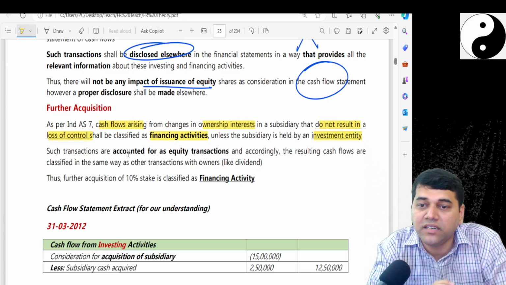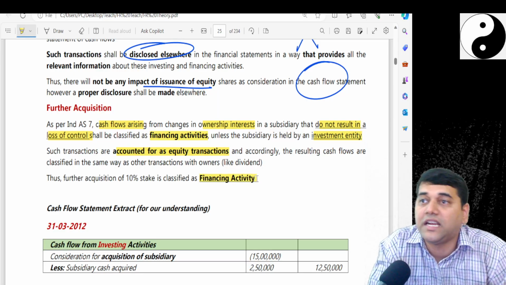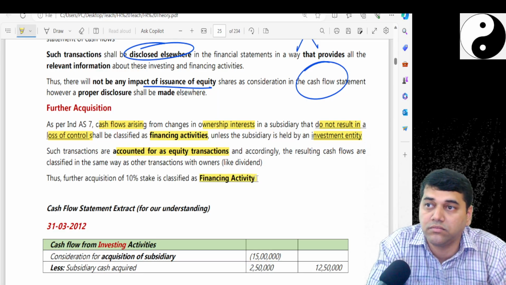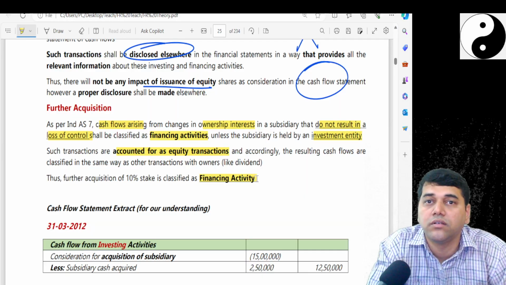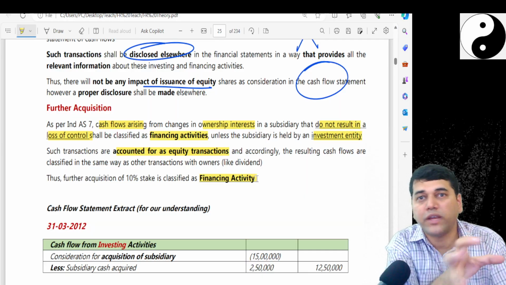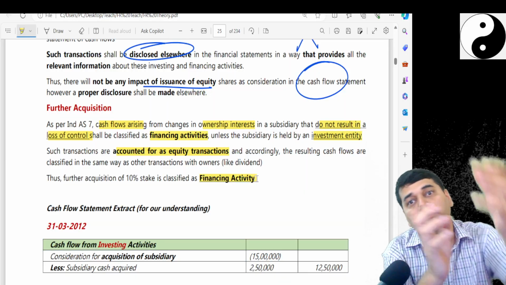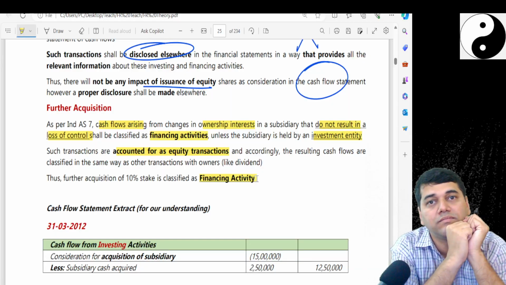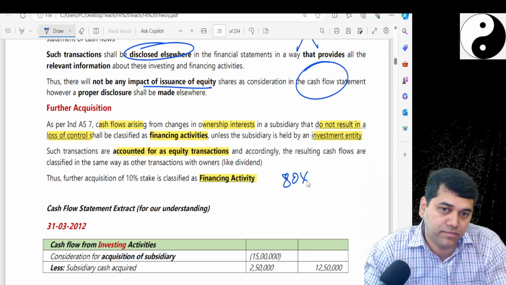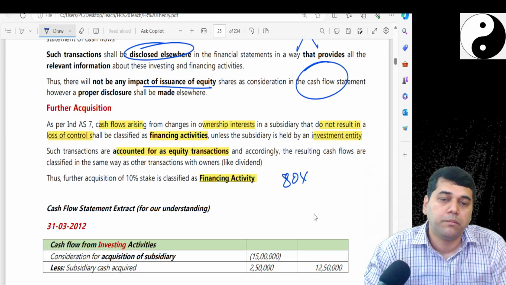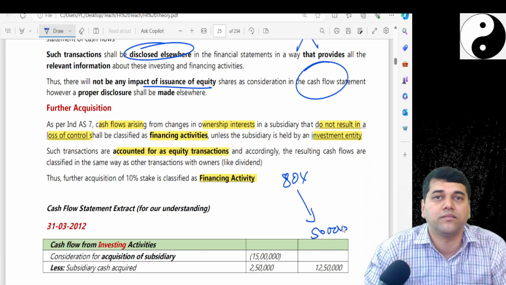So you should treat that additional acquisition as a financing activity and not as an investment activity. Why? Because you can use their funds. Once you acquire control, can't you use your subsidiary's funds to buy an additional stake? Suppose you acquired 80%. By acquiring 80%, you got control over the subsidiary's 50 lakh rupees.